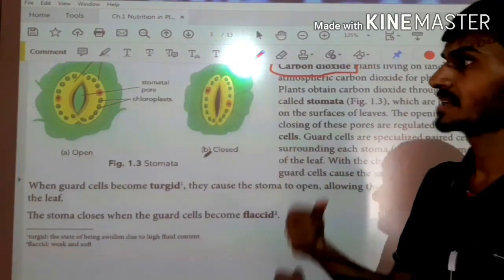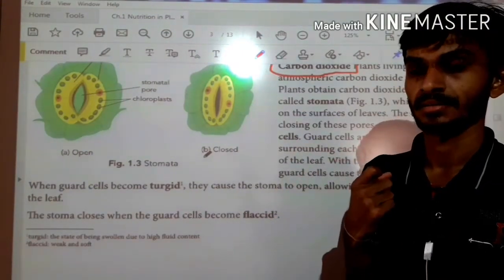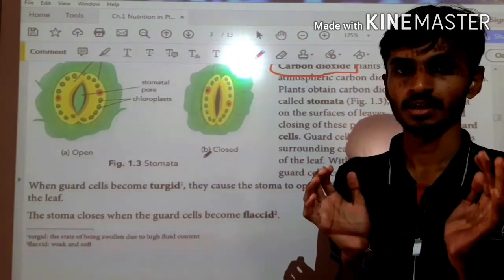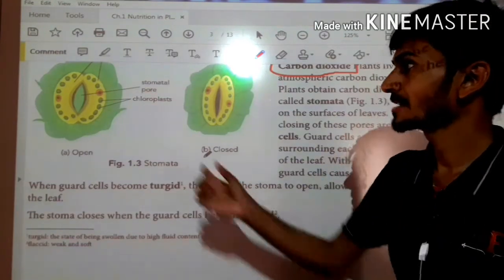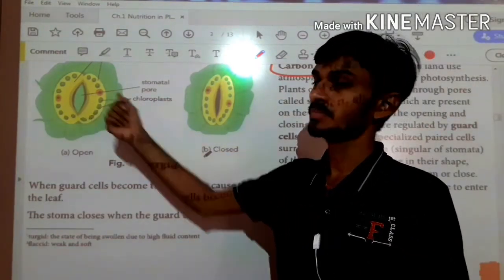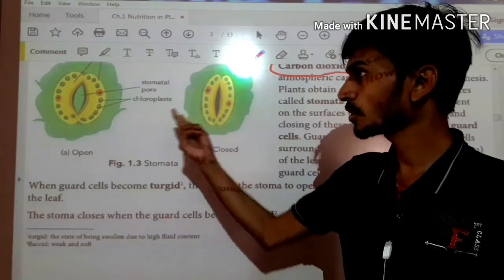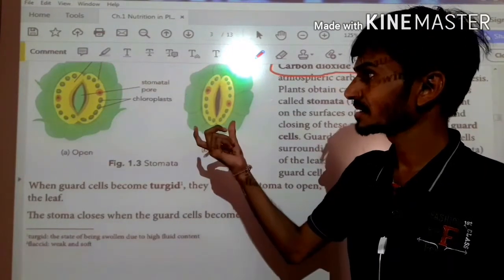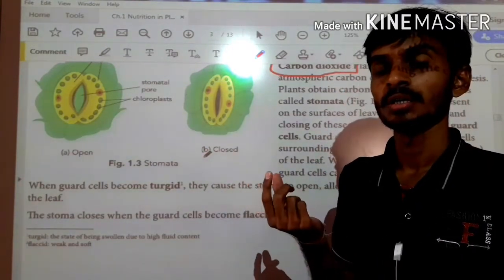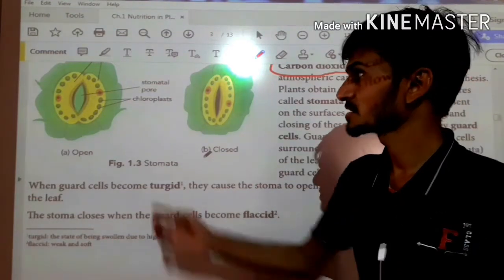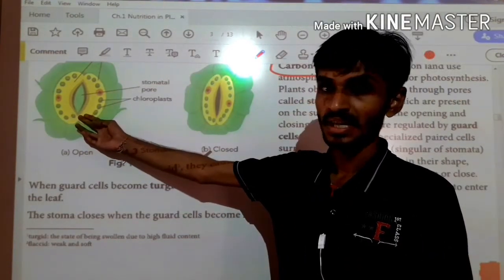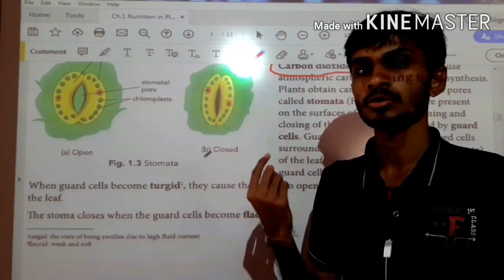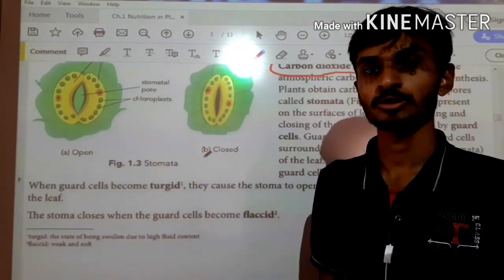Actually when guard cells will be tight, guard cells will be turgid. Turgid that means it will swell, right? ये फूलता है guard cells, तो साइज उसकी बढ़ जाती है, and there will be little space between the two guard cells. Both the two guard cells are always in pair. So when these guard cells swell, size increases and there will be space between the two cells, and by this space carbon dioxide will be absorbed and oxygen will come out.